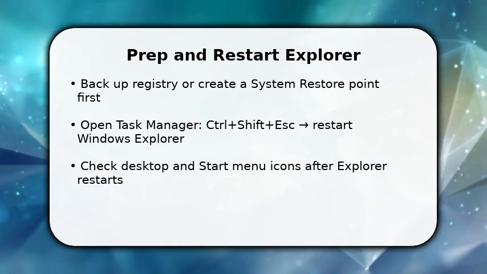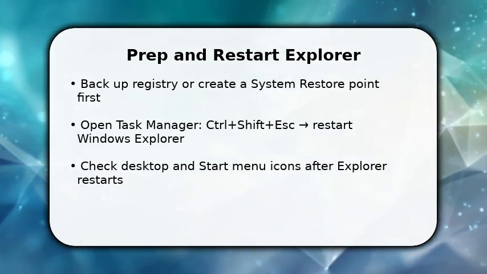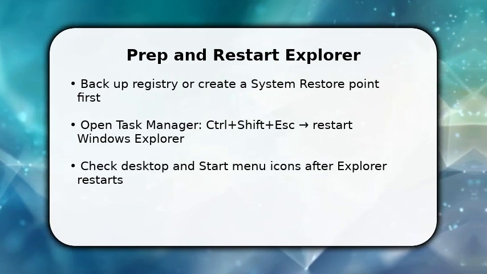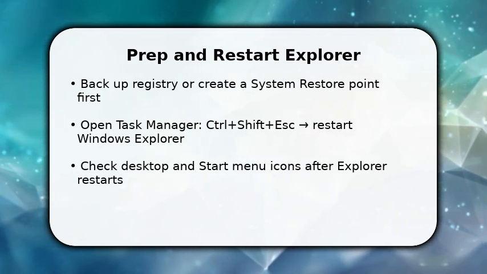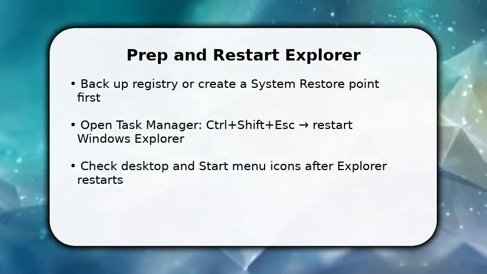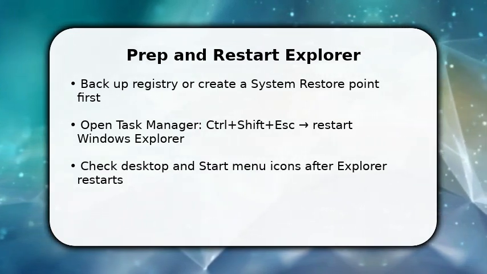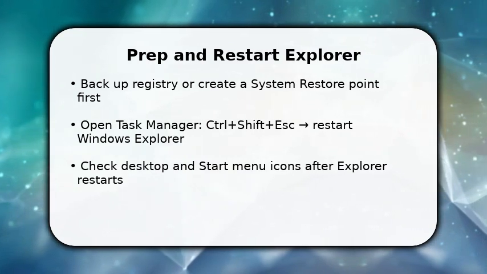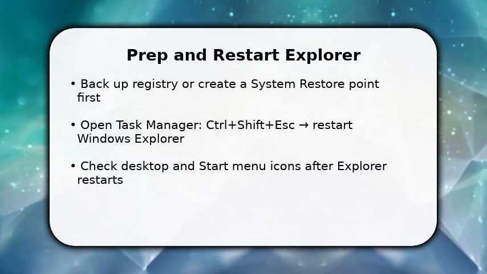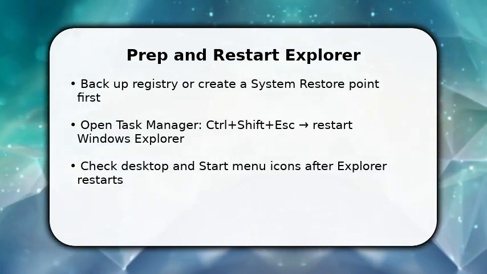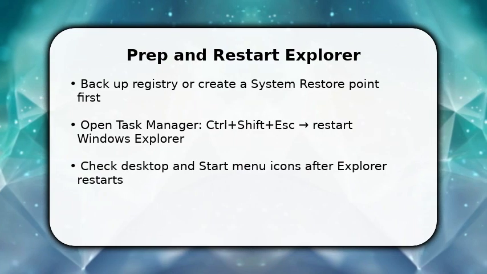You'll begin by saving a quick fallback. Create a system restore point or export the registry so you can undo changes if needed. Once done, open Task Manager with Control plus Shift plus ESC, find Windows Explorer, right-click and choose Restart. This forces the shell to reload icon caches and the Start menu. You're doing this because many icon issues are temporary UI glitches. Restarting Explorer is fast and often fixes broken or missing icons without deeper changes.